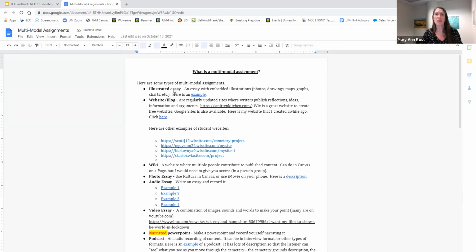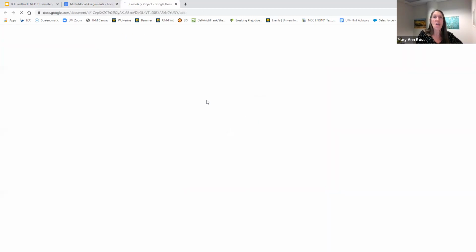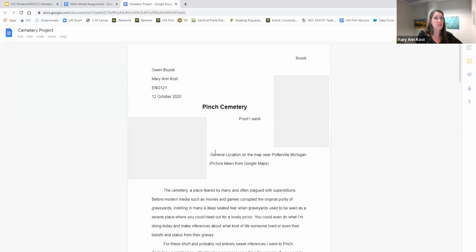So one's an illustrated essay. That would be an essay with pictures, but it's more of a narrative. Like, hey, Miss Cost made us go to this dang cemetery, and we walked around in the middle of the snow because it's freezing out, and we had to look at headstones. And this is what I came upon. So I'll give you an example of, well, actually, we can just click the thing right here. So this is good old Owen, and he's actually from Potterville.